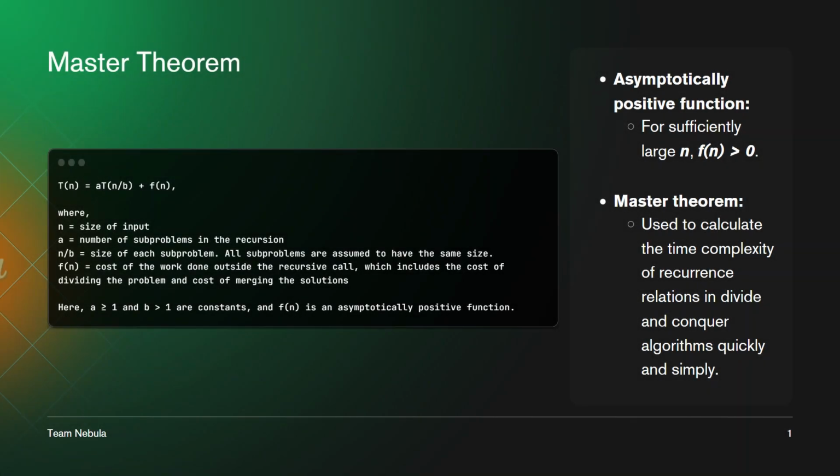Master theorem. The master method is a formula for solving recurrence relations. An asymptotically positive function means that for a sufficiently large value of n, the function f of n is greater than 0. The master theorem is used in calculating the time complexity of recurrence relations, divide and conquer algorithms in a simple and quick way.